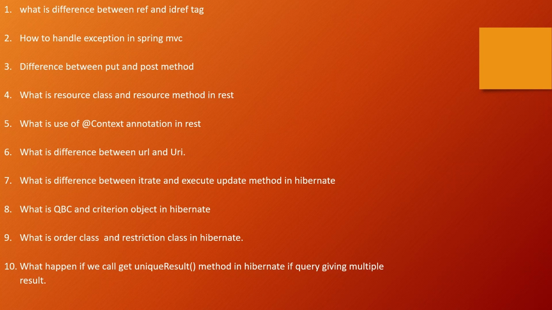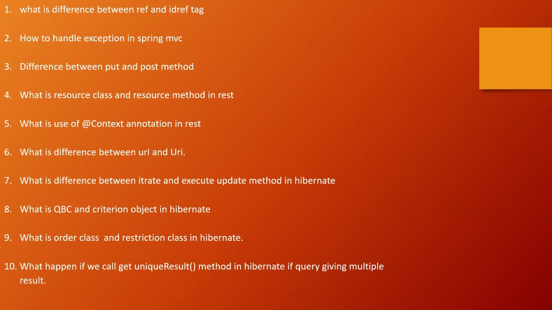This is related to Hibernate, which we use to communicate with our database layer and service layer. So what is QBC and the Criteria object in Hibernate? When to use QBC and Criteria in Hibernate, what is that? Next question is what is the Order class and Restrictions class in Hibernate. So these are all related to Hibernate.